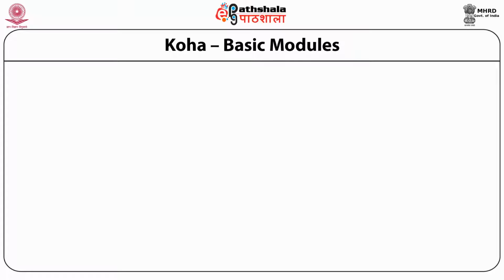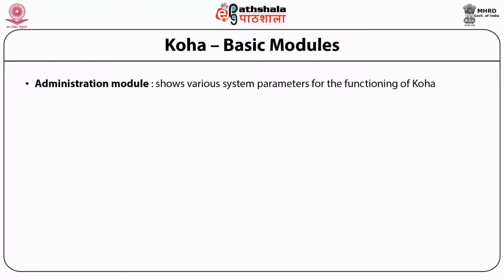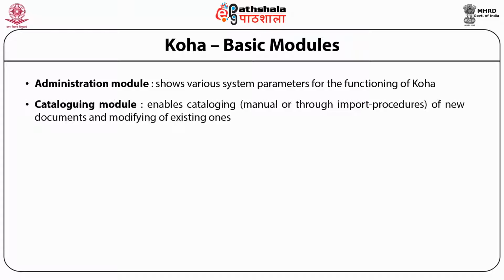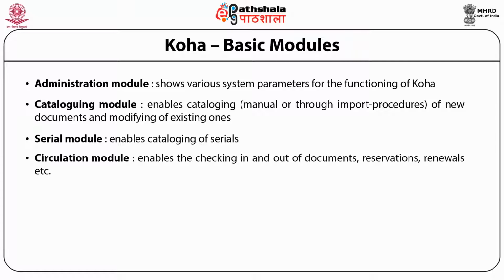The basic modules of Koha include the Administration Module, which shows various system parameters for the functioning of Koha. It has the Cataloging Module, which enables cataloging through manual or import procedures of new documents and modifying the existing ones. It has the Serial Module, which enables cataloging of serials. It has the Circulation Module for checking in and out of the documents, for reservations and renewals.